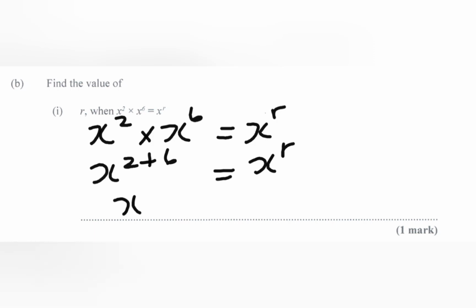We're going to have x to the 8 equal to x to the r. So because the r and the 8 are in the same position, it means that r has a value of 8.